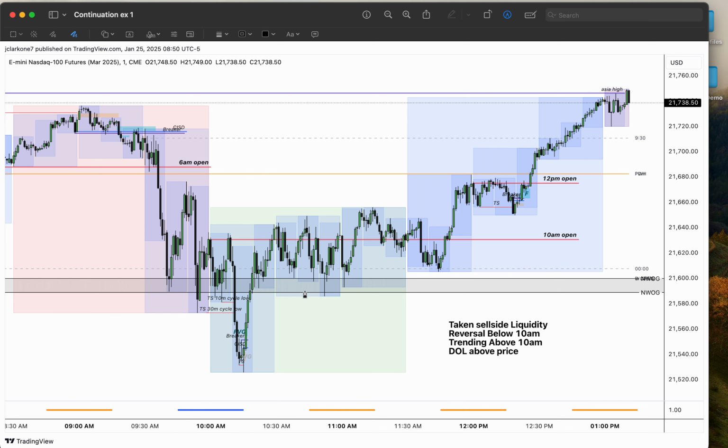But maybe if you miss this and you still want to get a reversal in below 10 a.m. price, maybe that's something you want to get in on if you're going down into the lower time frames or using 10-minute cycles, because you do sweep that and then you CSD, you retrace but don't take the low, and then it continues. So I mean, yeah.